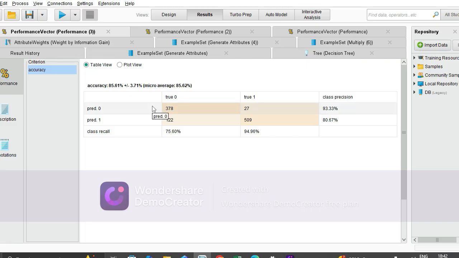Then when I balance the data, the accuracy reached 85.61, when it was only 76.96 before. After balancing and using random forest, it reaches 85.61. Both the person who has diabetes and the person who has no diabetes get predicted correctly. So this results in an increase in the accuracy of the model.